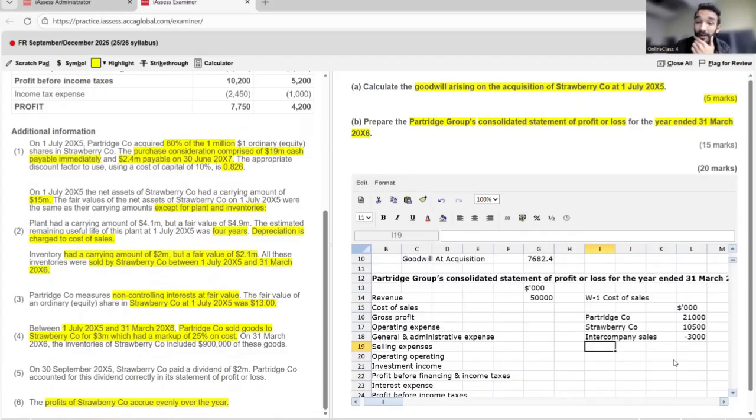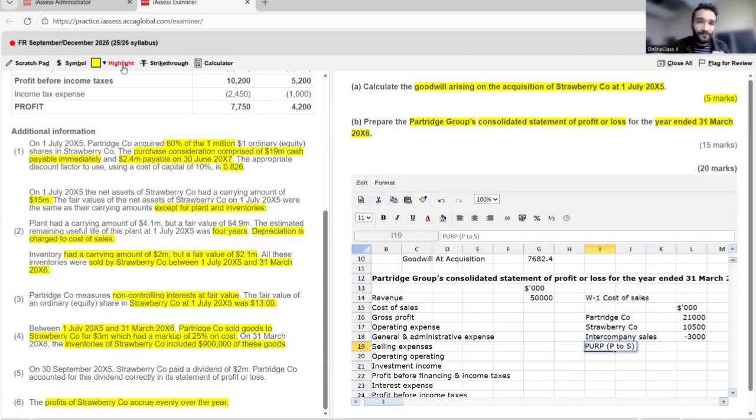Now, is there any PUP or not? It is P2S. Remember, it will not affect the profit attributable to NCI, because it is not going to affect the subsidiary's profits. We will be removing the unrealized profit from the parent's profits because it is a parent-to-subsidiary sale. So see here, on 31st March, the inventory of Strawberry Co included 900 of these goods. 900 of these goods are still in the inventory. It means there is a certain form of PUP as well. We will be calculating the PUP in order to get the proper answer.